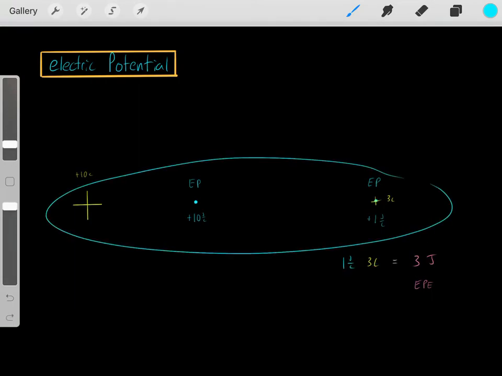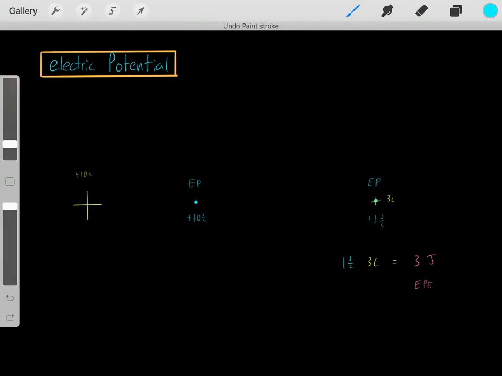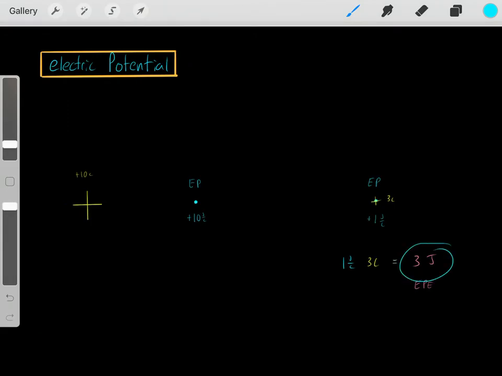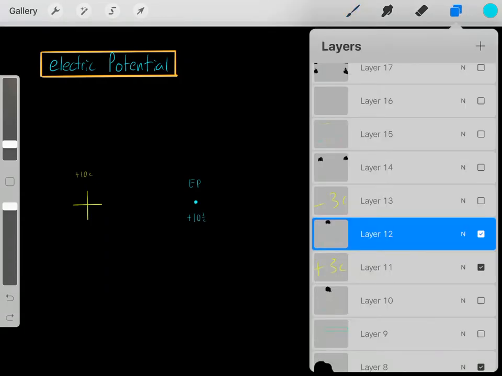Now we have a system with energy. And again, whenever you throw a charge in a region of electric potential, now you have a system with energy. And this particular system, with the 3 coulomb charge in this particular electric potential, this system has 3 joules of energy in the form of electric potential energy.